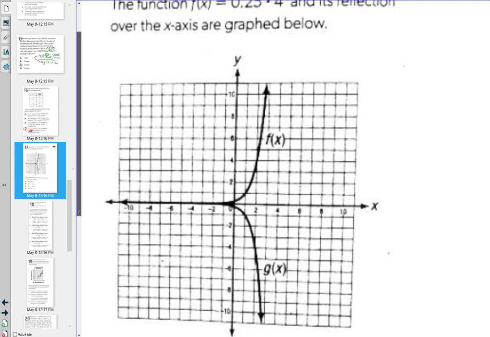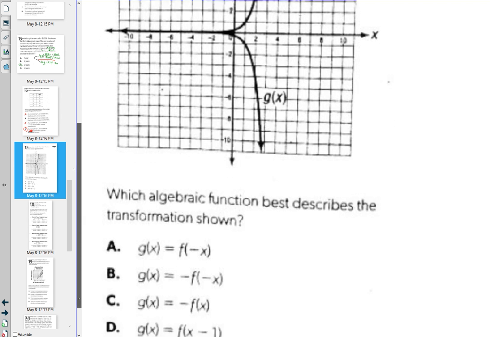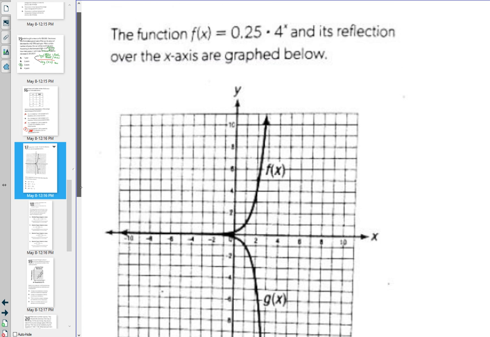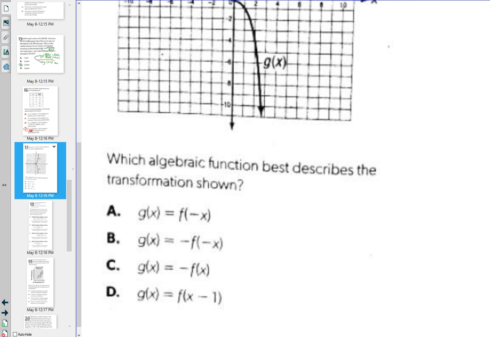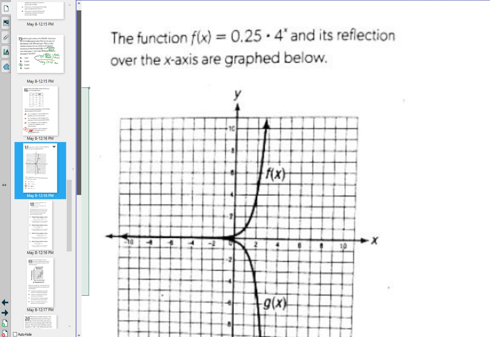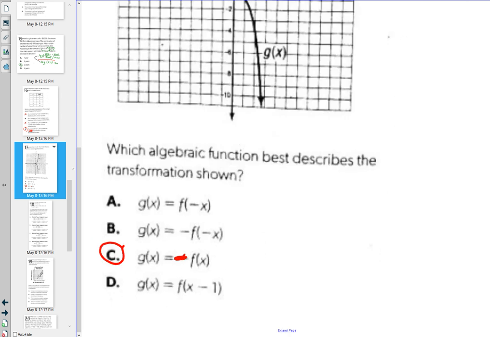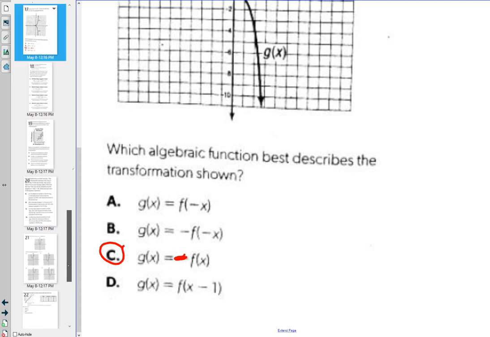This function and its reflection are graphed. Which algebraic function best describes the transformation? So I didn't even need to see it, because when you reflect, what transformation number causes an x-axis reflection? Well, negative where though? Where a is. And that's a negative in front of the function. Right? Because it didn't say anything else. Doesn't matter the function. Finish.